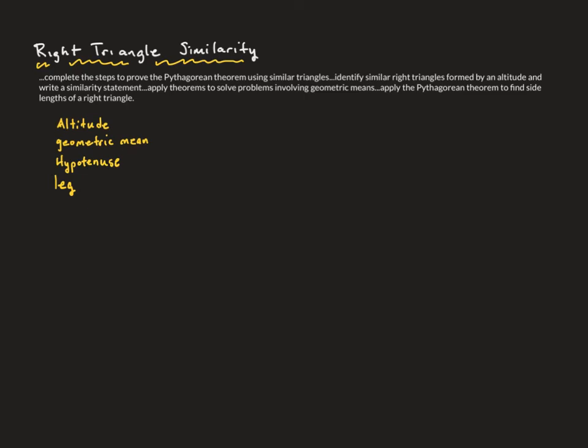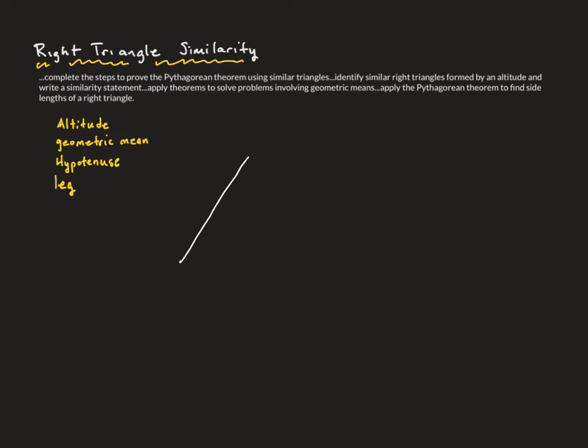So with right triangle similarity, we want to know what relationships are formed when the altitude of a right triangle is drawn. Well, what is an altitude? An altitude is a perpendicular segment from the vertex to the opposite side, or to the line containing the opposite side.